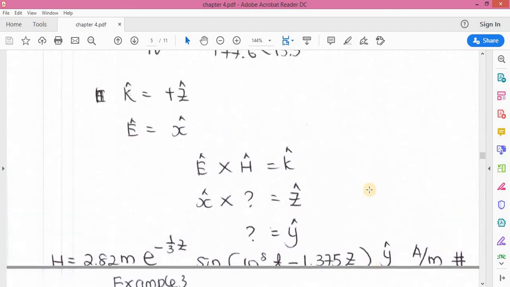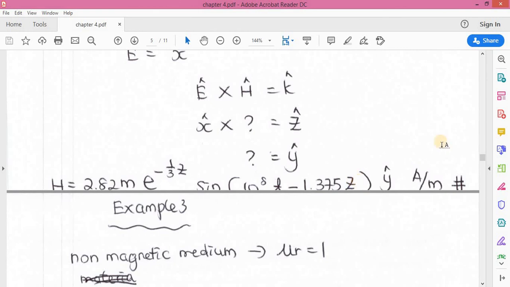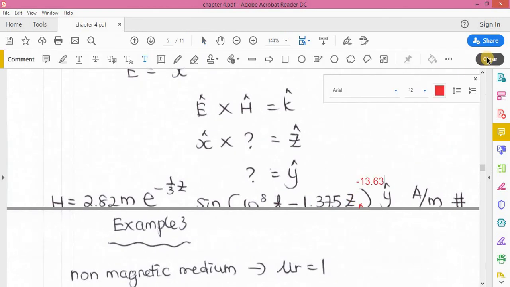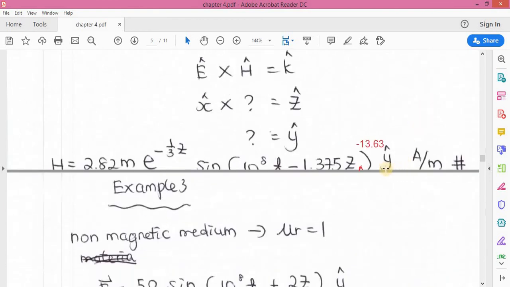Sorry, I missed this one. I missed this term. I should insert this term here. So I include it here, the angle of the H. I should insert it here.